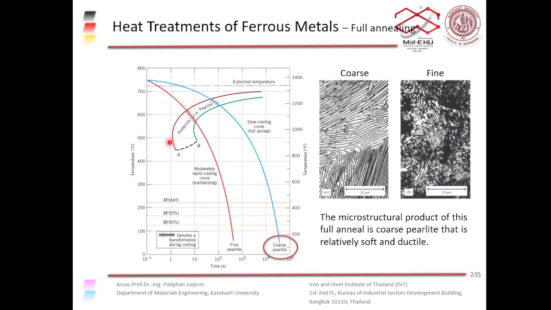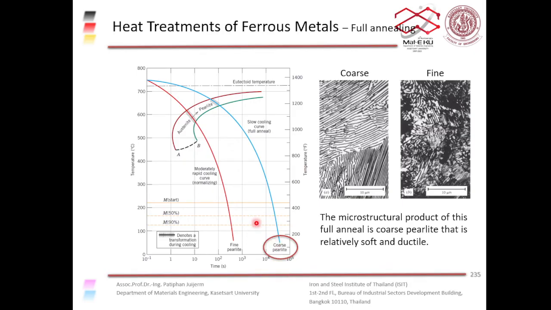Okay. This diagram is called a TTT diagram. We will look at this diagram in a bit more detail later on, but for now, I just want you to concentrate on these two lines, the red line and the blue line, right? You see that the blue line has a slower cooling rate, right? The y-axis is the temperature, and the x-axis is the time in log scale, right?